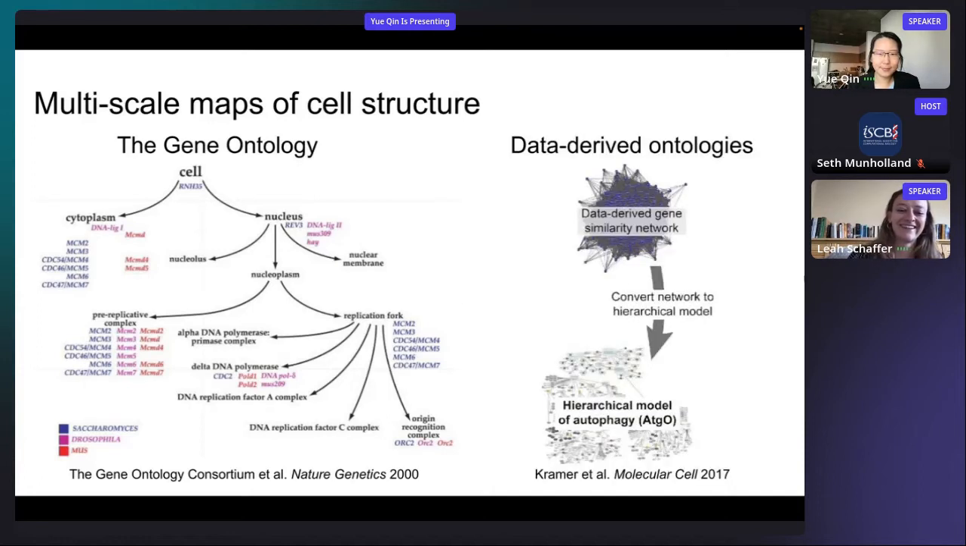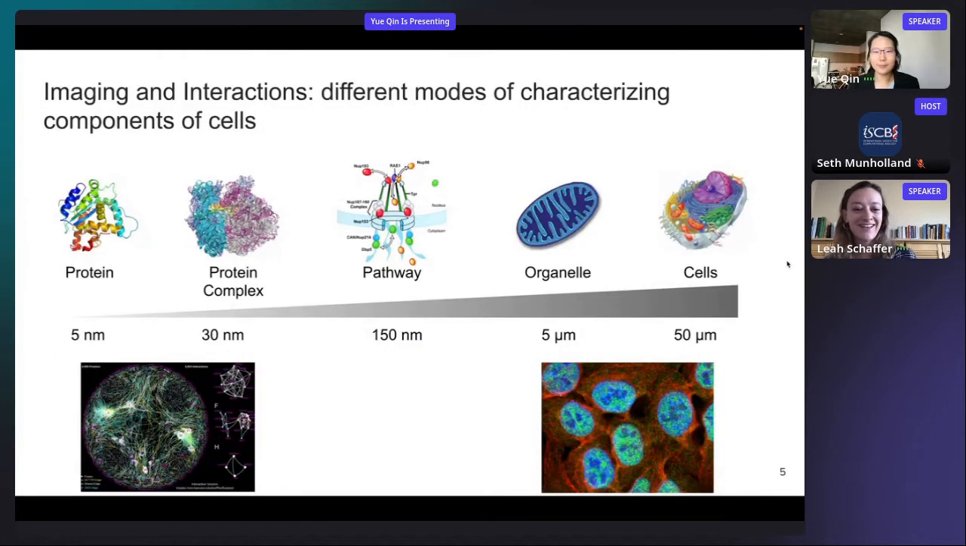Next slide. So one active area of research in the IDEker lab is trying to create maps of cell structure derived systematically from data. For example, starting with gene or protein similarity networks, then using these as the basis for systematically converting them into hierarchical models that describe cell structure. And so two of the major modes we have for characterizing cellular components are protein imaging and interaction data sets.